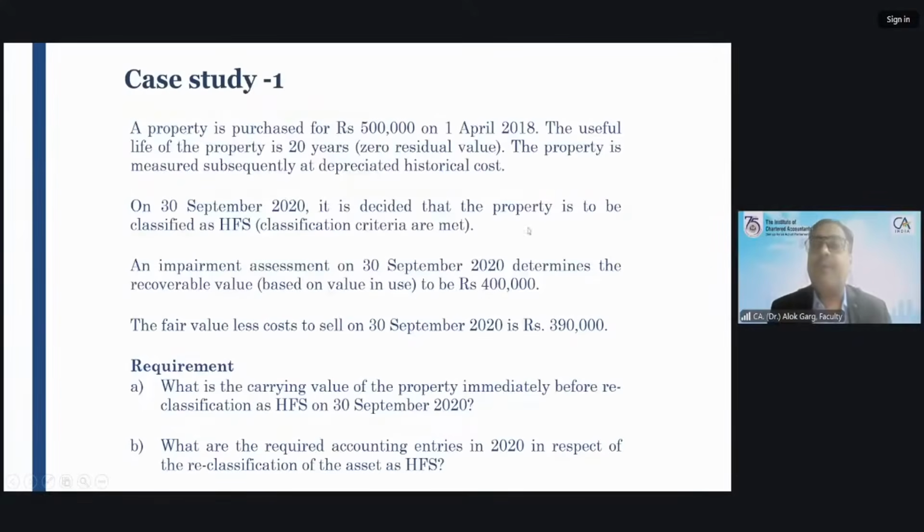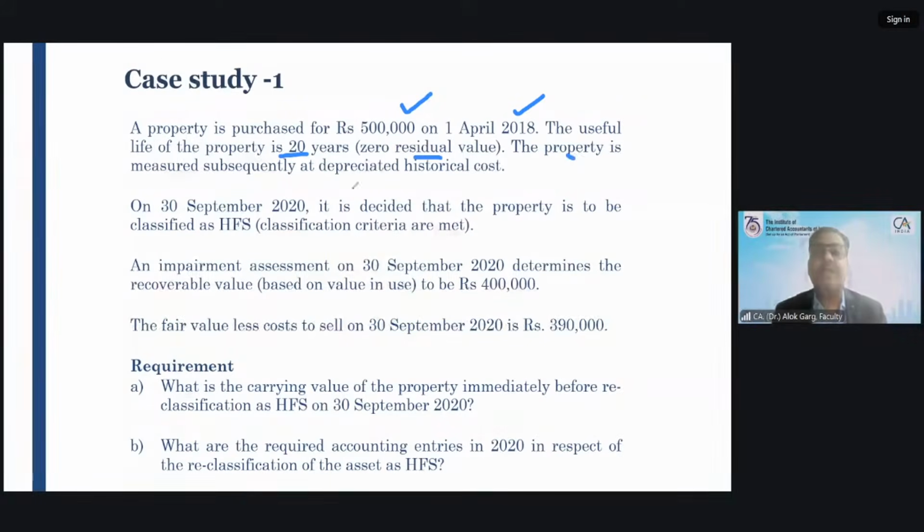A property is purchased for rupees 5 lakh on 1st April 2018. The useful life of the property is 20 years, zero residual value. Why is this word, zero residual value, important? Because it is useful for the depreciation calculation. This concept is important from the perspective of depreciation calculation. 5 lakh rupees is the cost, 20 years is the life with zero residual value. This 5 lakh divided by 20 comes out to 25,000 rupees depreciation per annum.